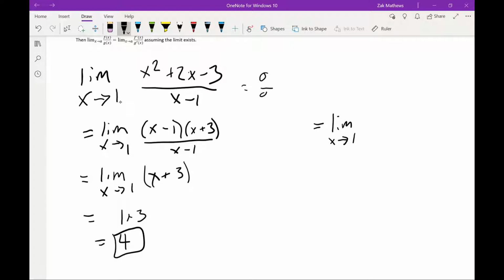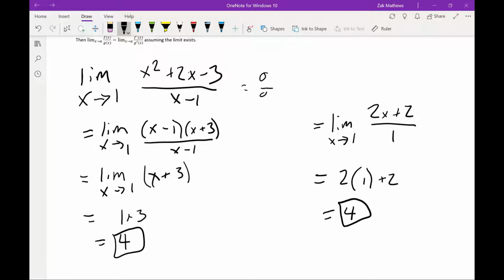So we take the derivative of the numerator, we would get 2x plus 2. We take the derivative of the denominator, and we get a 1. If I plug in that 1 right now, we don't get 0 over 0. I know that because I see that there's a 1 in the denominator. So I am just going to plug in. We have 2 times 1 plus 2. And that once again gives us 4. Notice we saved ourselves a couple of lines here. And this really wasn't a very hard problem initially. This was a pretty easy problem to factor.